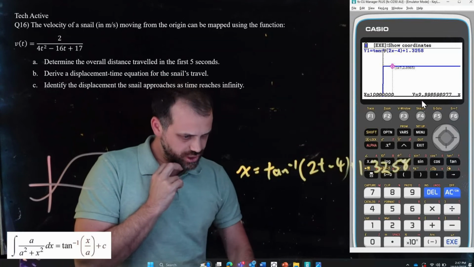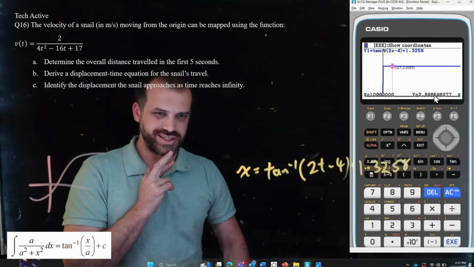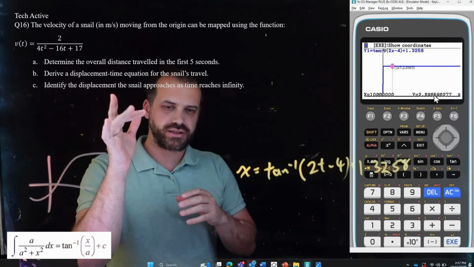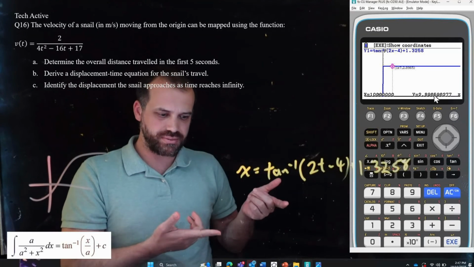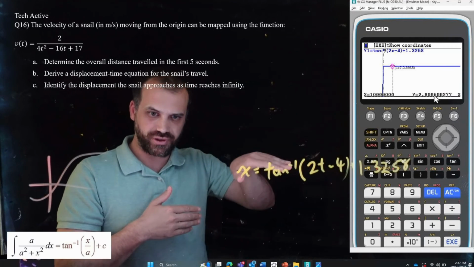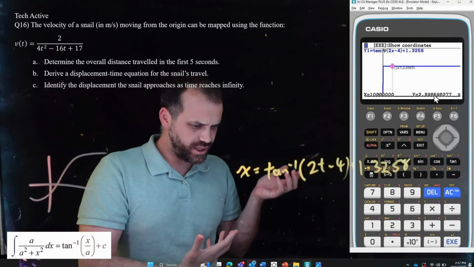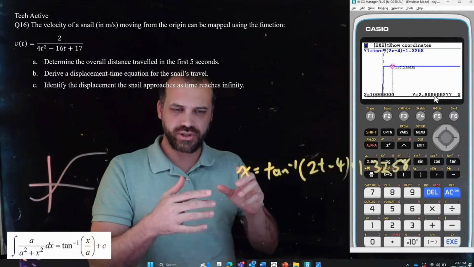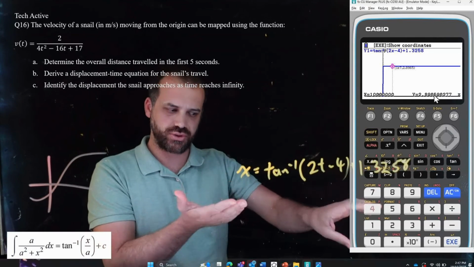The snail has travelled 2.8965. All right, so on my calculator, I'm identifying that the snail's displacement doesn't seem to be getting any larger. You can see it's a flat line. So what is special about the number 2.8965? I think it's worth exploring this equation a little bit.